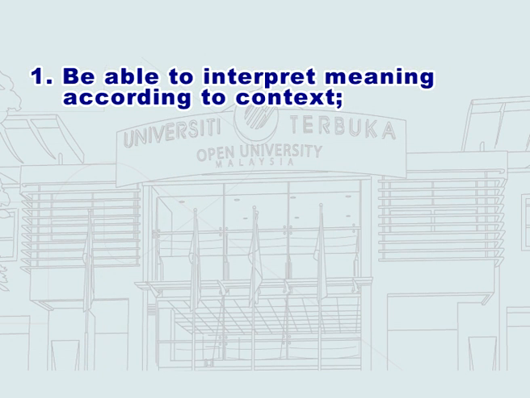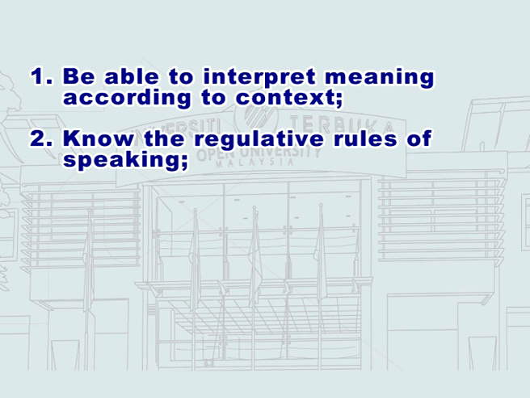Good speaking skills. To be a good speaker, you must, firstly, be able to interpret meaning according to context. For example, when we say, let's go out, to a girl, it means that we are asking the girl out on a date. It does not mean we are asking her to go out of the house or room we are in. Second, know the regulative rules of speaking.